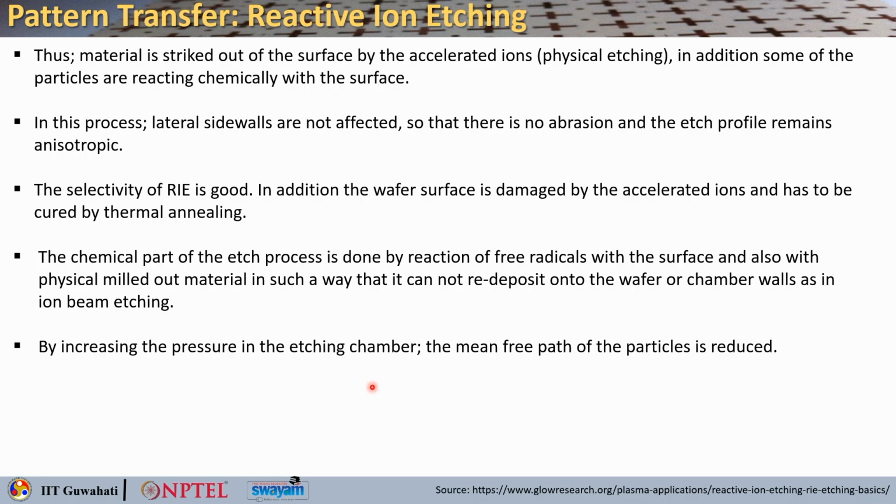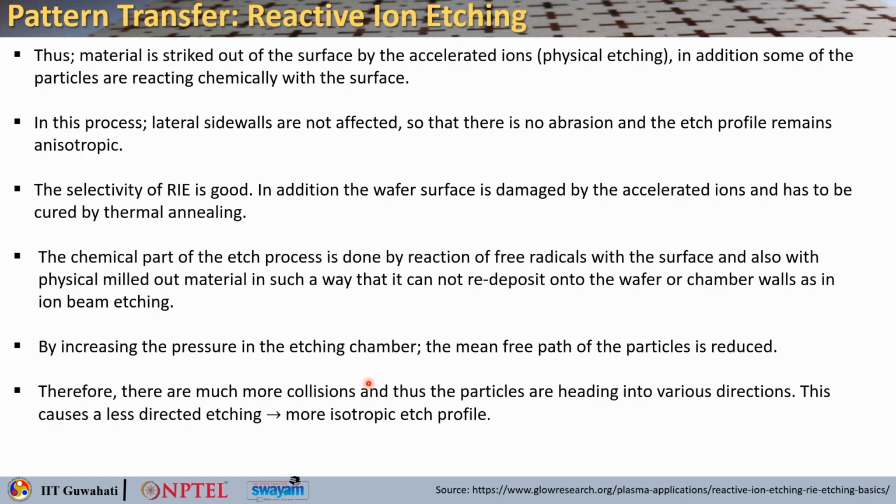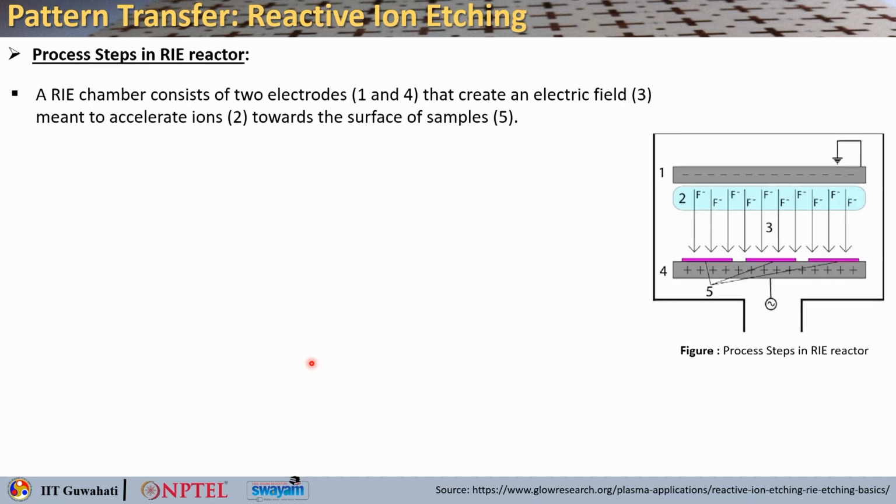And by increasing the pressure in the etching chamber, you can reduce the mean free path of the electrons. Okay. Therefore, what will happen? There will be more collisions and the particles heading into various directions will be colliding with each other, and this will cause a less directed etch. Okay. So, you can get more isotropic etch profile if you increase the pressure.